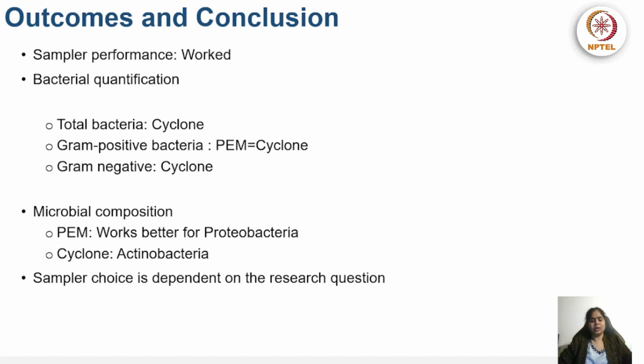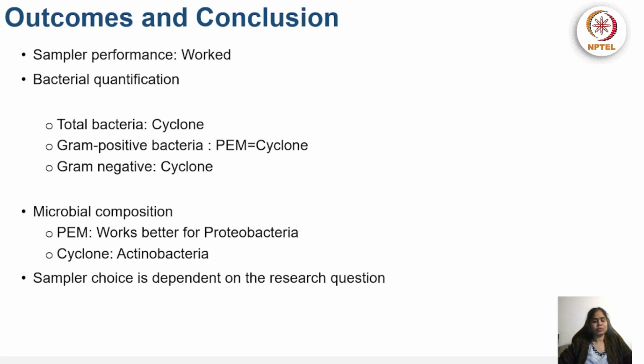So the overall conclusion from this study is that when we want to choose the sampler, the choice is highly dependent on our research question. For example, if I want to go for quantification, cyclone might be a better choice, because it had really good results in quantification. But if my research objective is to see only the microbial composition, or only gram negative bacteria, PEM might work well. And if my research objective is only to see gram positive bacteria, cyclone might work.